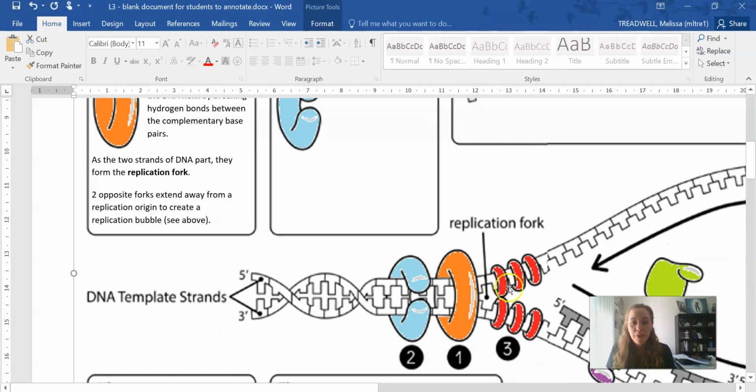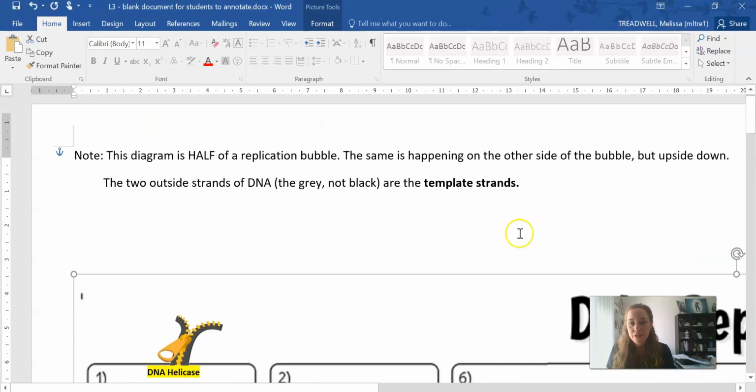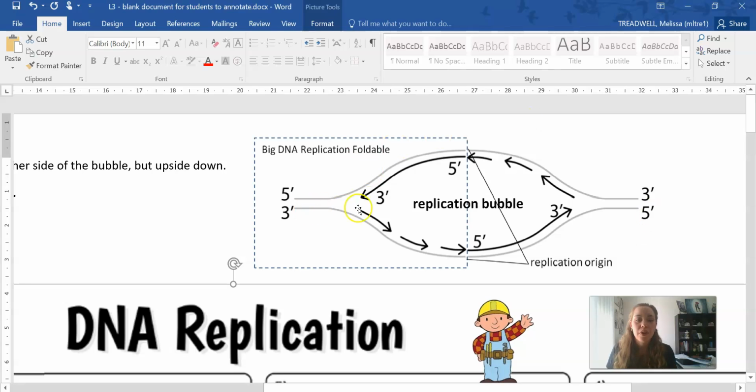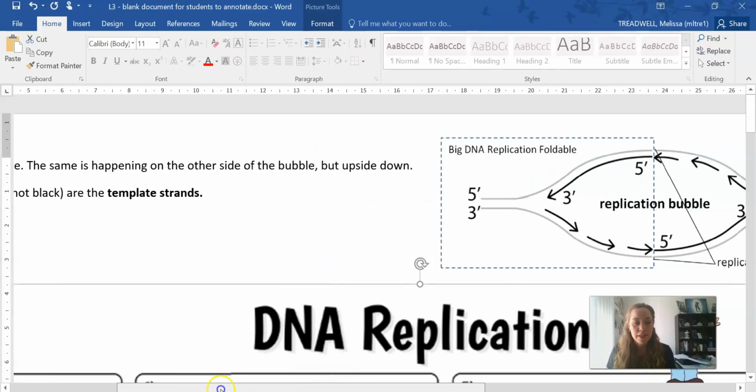And then as they break apart, you can see that replication fork is that Y shape where that breaking apart is occurring. There's two opposite forks that extend away from the replication origin. So if you can see here, if we're looking at the whole DNA as a whole, we've got a replication fork happening here and a replication fork happening here.